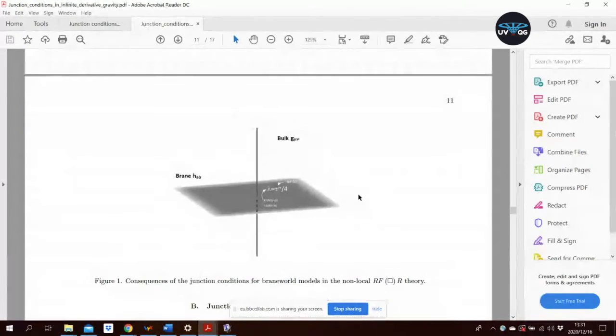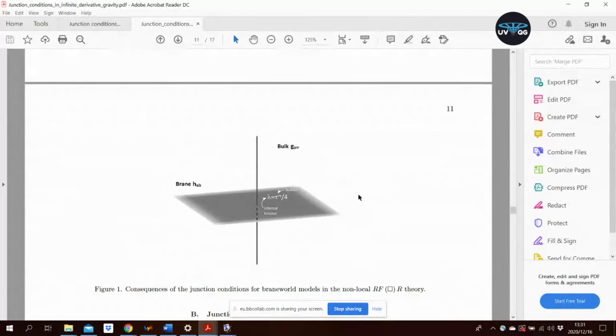So what are the consequences of the junction conditions here? We said that our energy momentum tensor on the layer needs to be traceless. So that would mean that the internal tension of that brane, that accounts for the cosmological constant-like expansion on that brane, is related to the trace of the matter content on that brane.